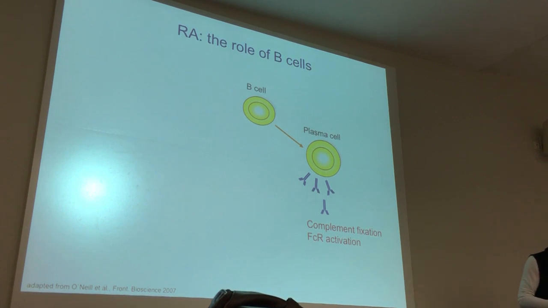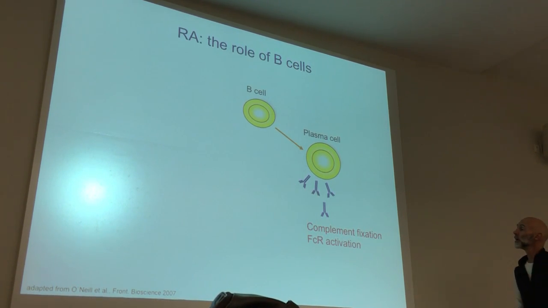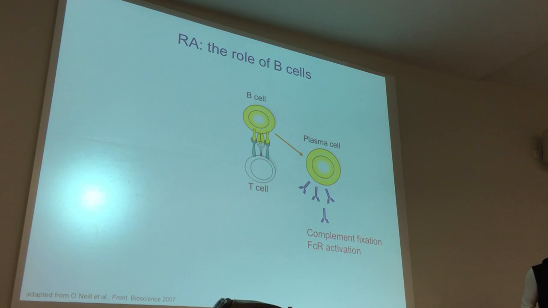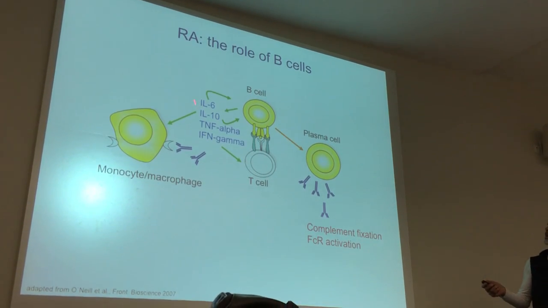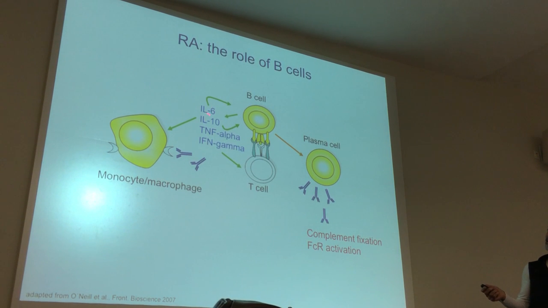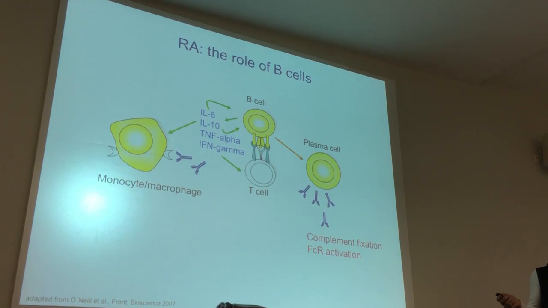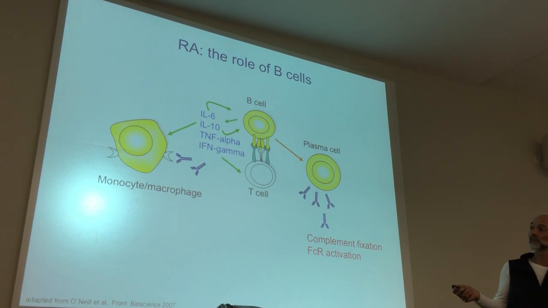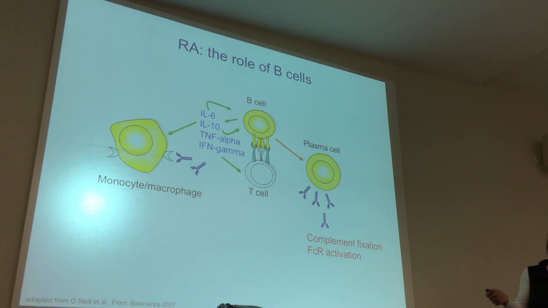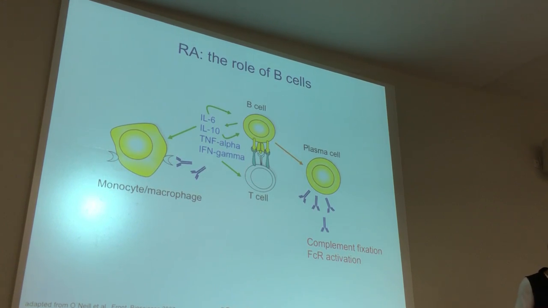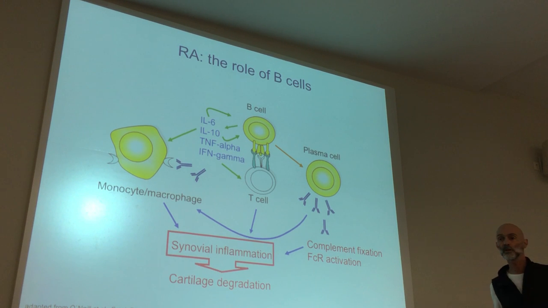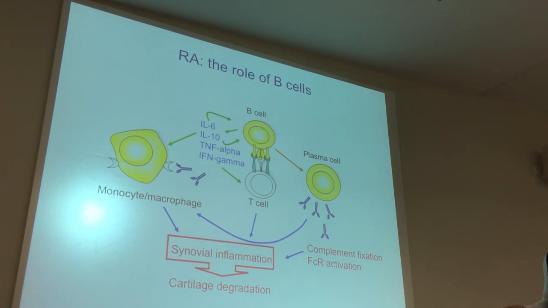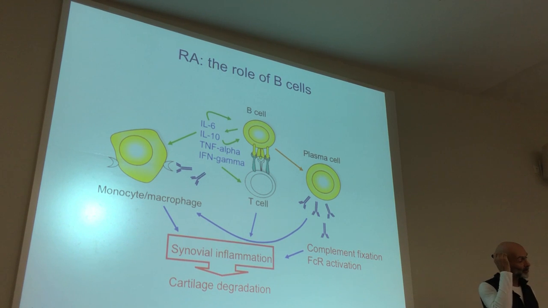Autoantibodies, for example, the rheumatoid factor. They are at the same time antigen-presenting cells, and they produce a variety of cytokines, interleukin-6, 10, TNF-alpha, interferon gamma. So these cytokines then stimulate, again, monocytes, macrophages, stimulate back on the B cells themselves, and this together also contributes to this synovial inflammatory response, to the cartilage degradation, and the bone destruction.